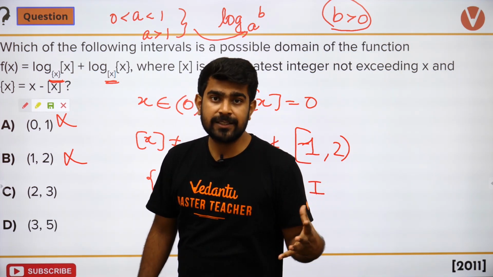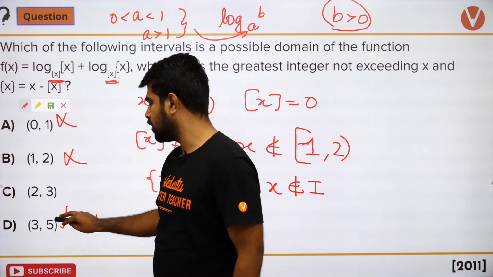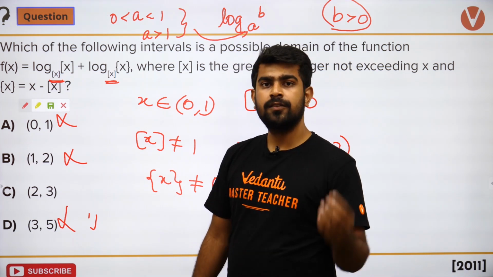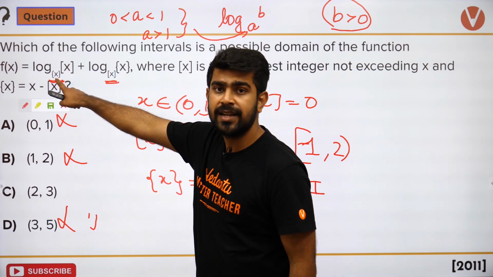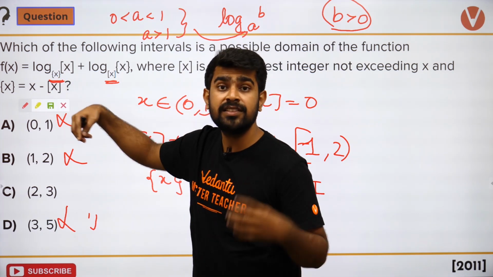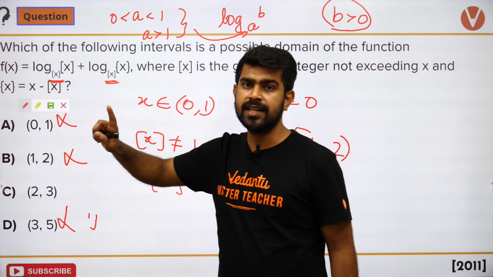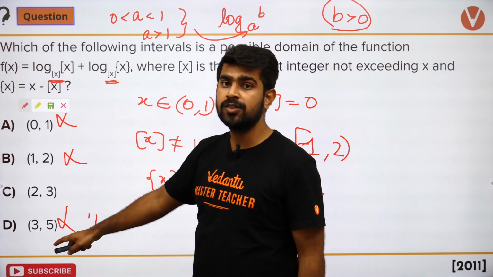Not many of us will recognize it if you are in a hurry. Okay, so this is also wrong. Why is that wrong? 3 to 5 is wrong because 4 is an integer which is inside. So if 4 is taken in the place of x, the fractional part of x is 0. So this will be creating problems. Are you guys able to understand? That is why this option is also wrong.